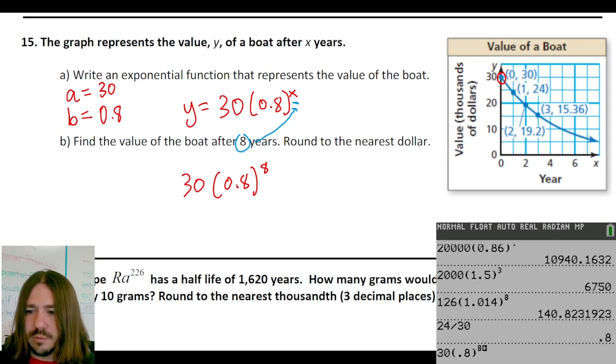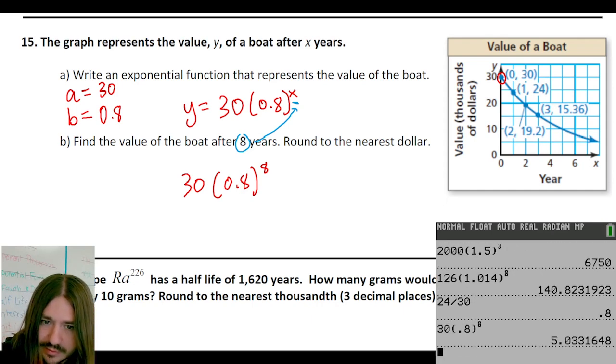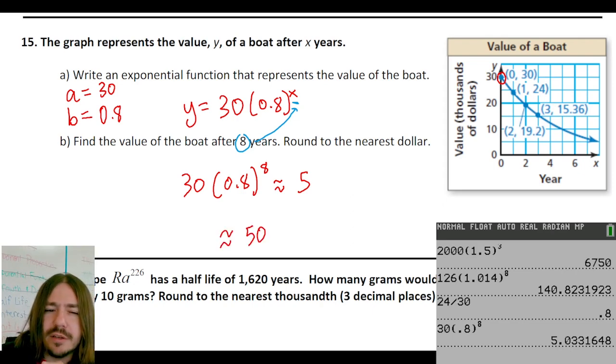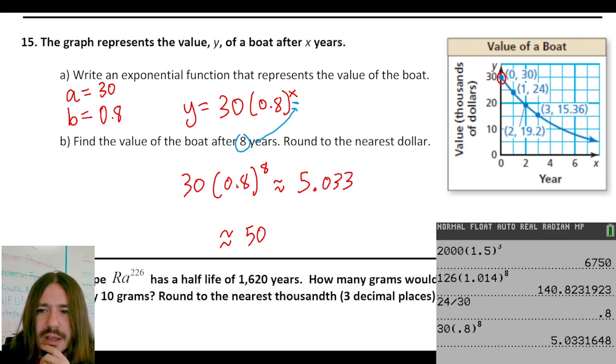It says round to the nearest dollar. So I'm going to say that this is approximately $5. Oh, wait, no, it's in thousands of dollars. So it's approximately 5. The question in context is saying find the value of the boat, so we're going to say approximately $5,000. Well, hold on here. Let me think about this. If we're rounding to the nearest dollar, we want to take this out to 5.033, because this is thousands of dollars, and it asks to round to the nearest dollar. So instead of writing 5,000, I'm going to write 5,033.